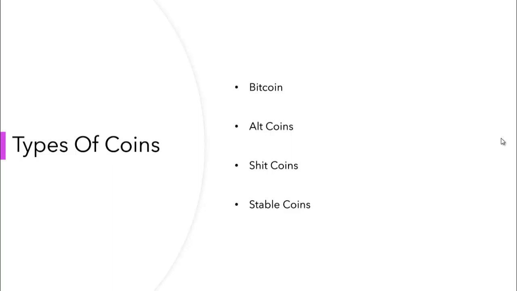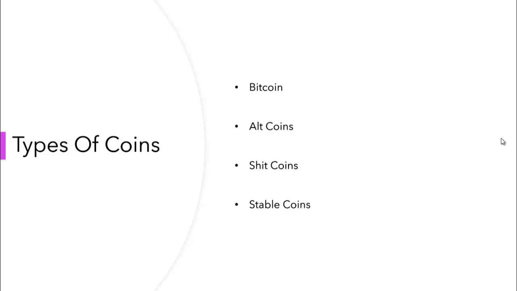So types of coins. I'll first talk about the ones that we are so familiar with: Bitcoin, altcoin, shitcoin, stablecoin. So Bitcoin. Everybody knows Bitcoin. You cannot know crypto without knowing Bitcoin because Bitcoin is the mother of cryptocurrency. Bitcoin brought about cryptocurrency. Because of Bitcoin, the first blockchain was created. So Bitcoin basically is the mother of cryptocurrencies.